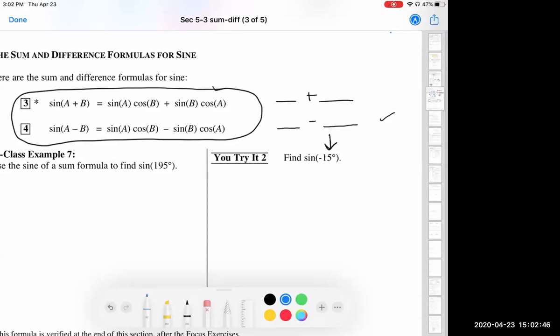So for your try it too, I want you to think of two numbers that, when you subtract them, you get negative 15, and finish off the problem using the sine of a difference, the subtraction formula. So go ahead and do your try it too. I'll give you about a minute to get it done.